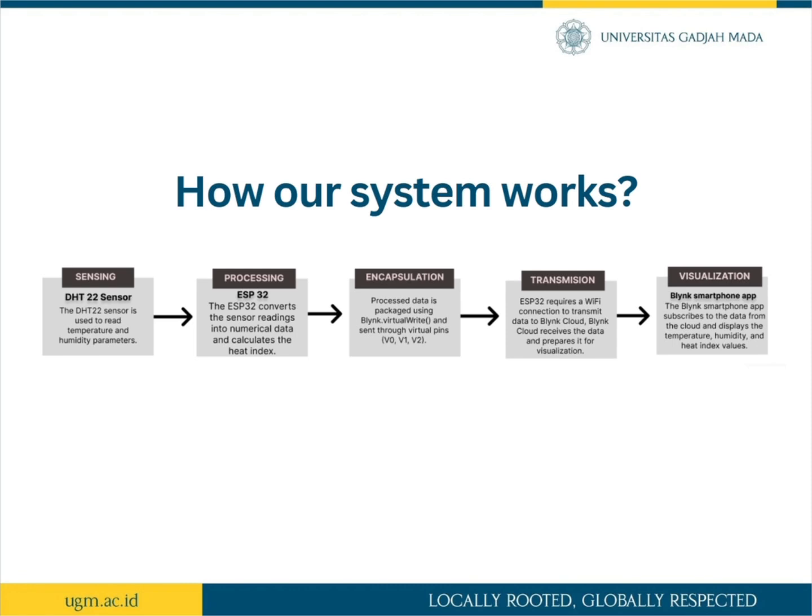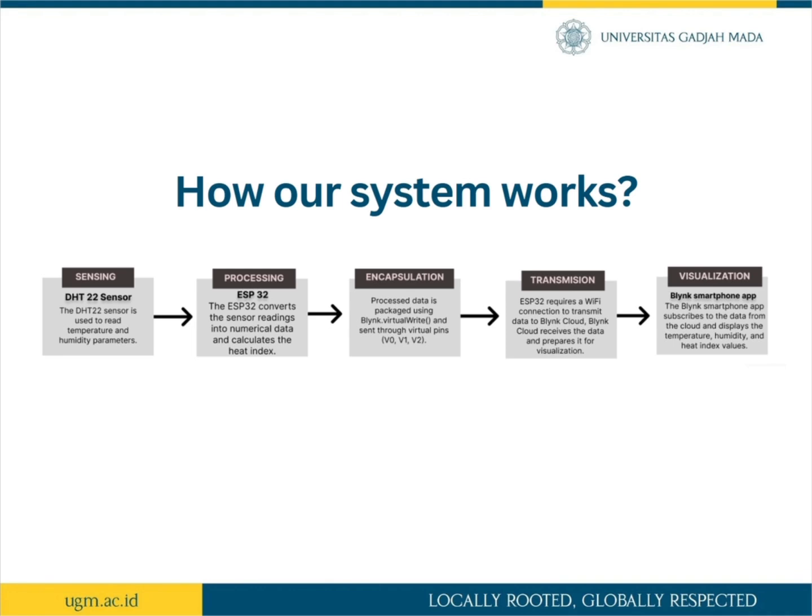Then we move to encapsulation. This is the software side where the processed data is packaged using the Blynk virtual write function from the code and assigned to specific virtual pins, which are V0, V1, and V2. These virtual pins have their own data or variables. V0 is the temperature, V1 is the humidity, and V2 is for the heat index that they get from the ESP32.